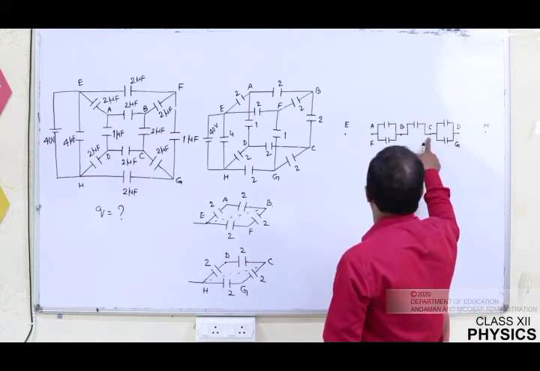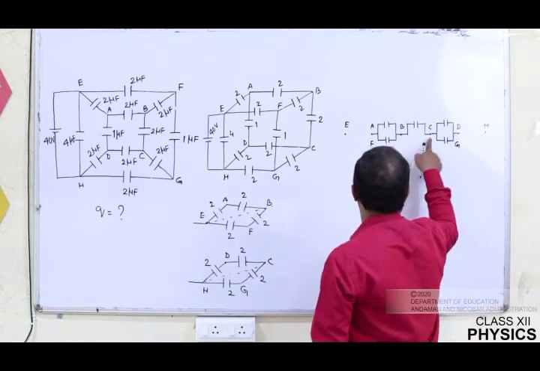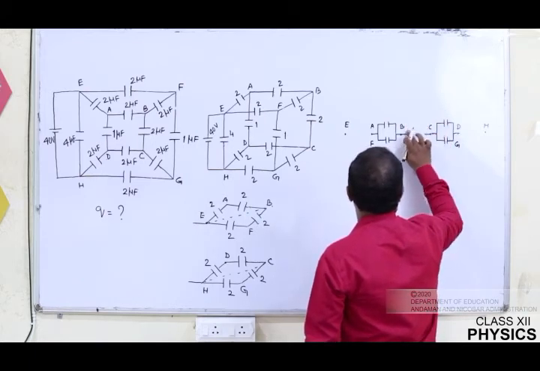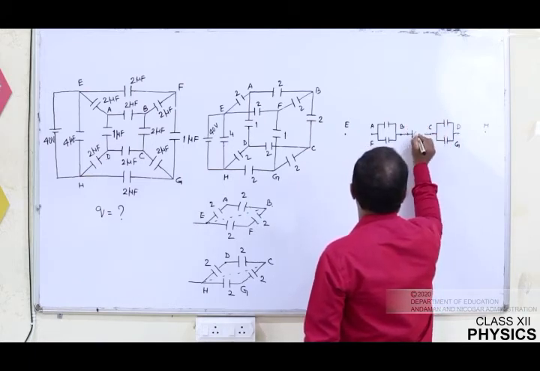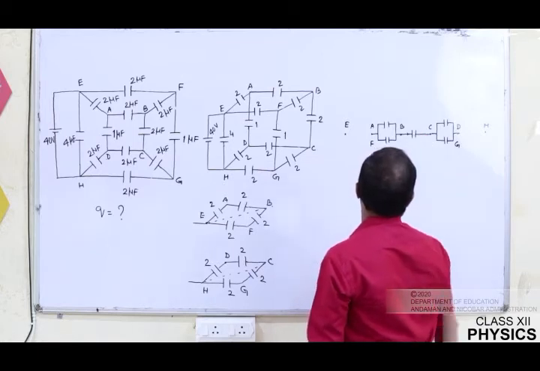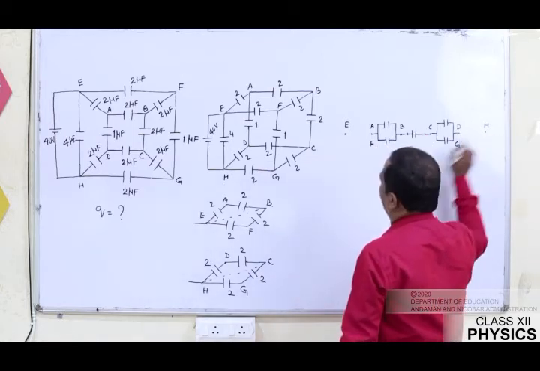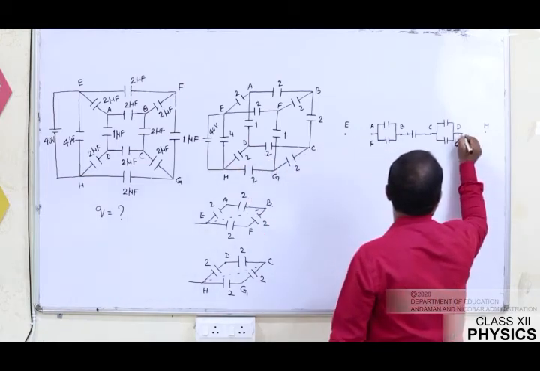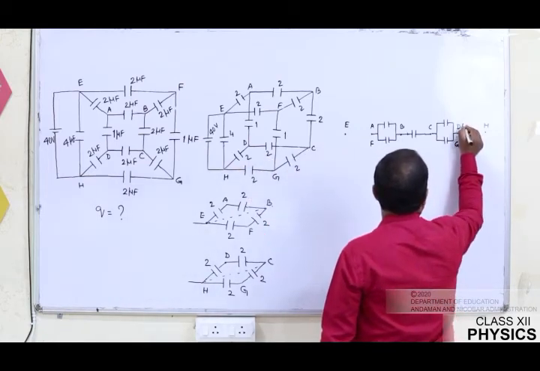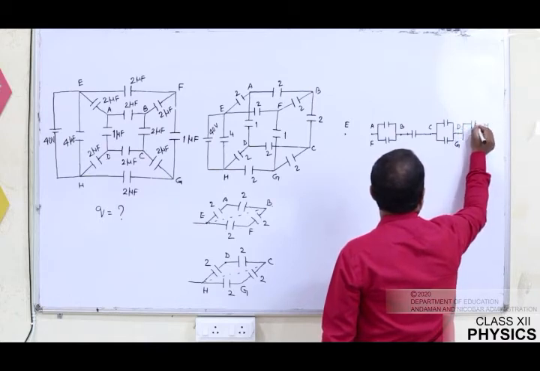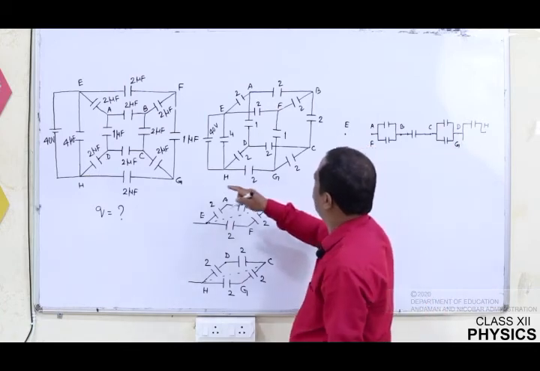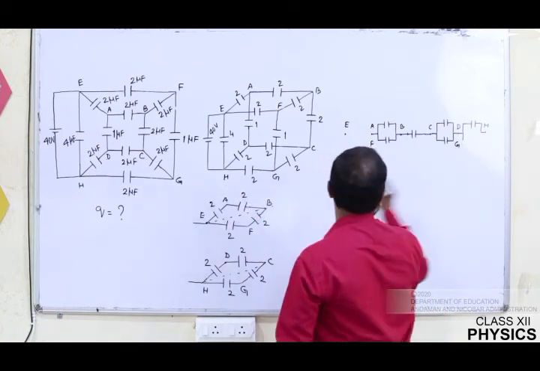So from B to C I have B one terminal, C one terminal, so one capacitor. So instead of drawing like this, let me draw this one like this. What about D to H? D to H, there is one capacitor. And G to H, there is another capacitor.